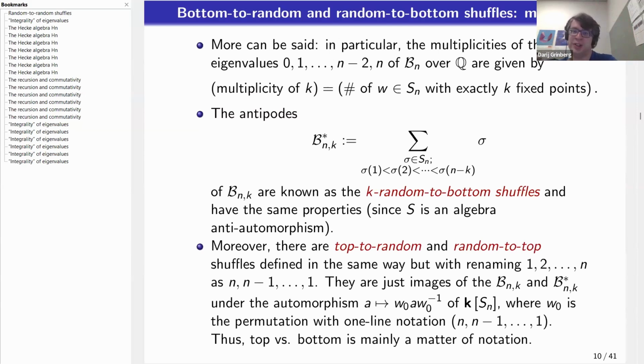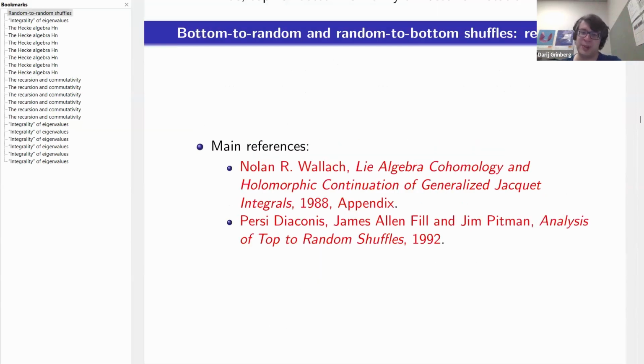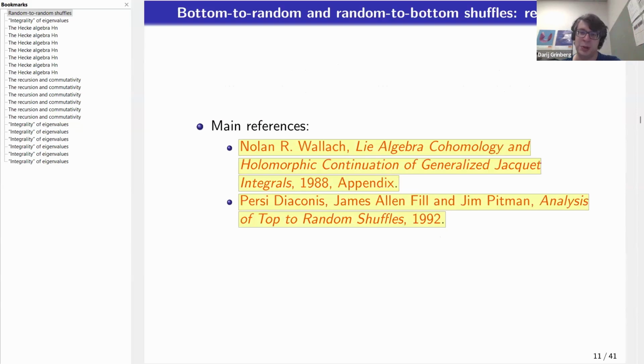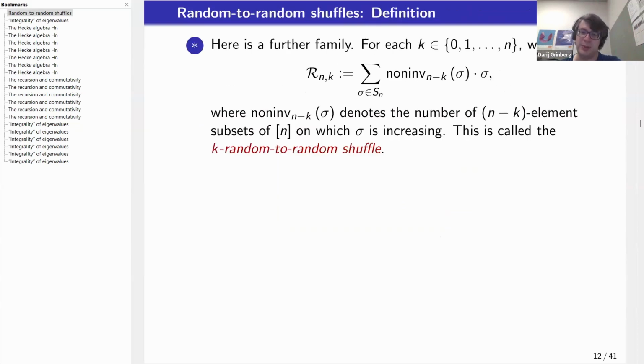It boils down to a conjugation. Again, you don't get any new theory here, you just get a conjugate version of the existing results. So yeah, these are probably the first two papers, I think, about those shuffles. By now there are many.